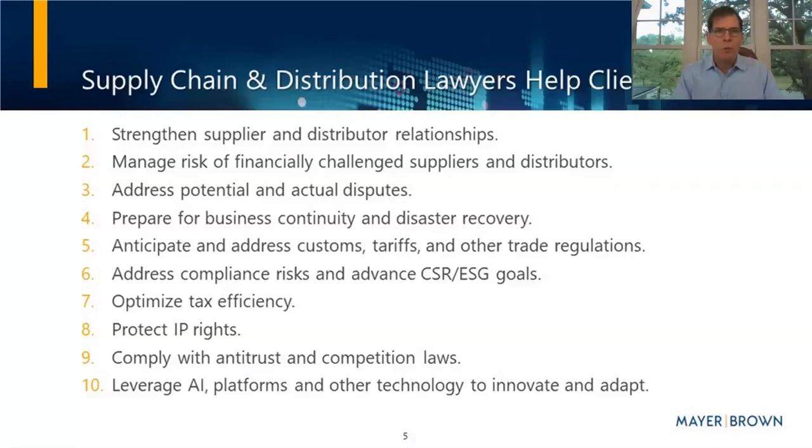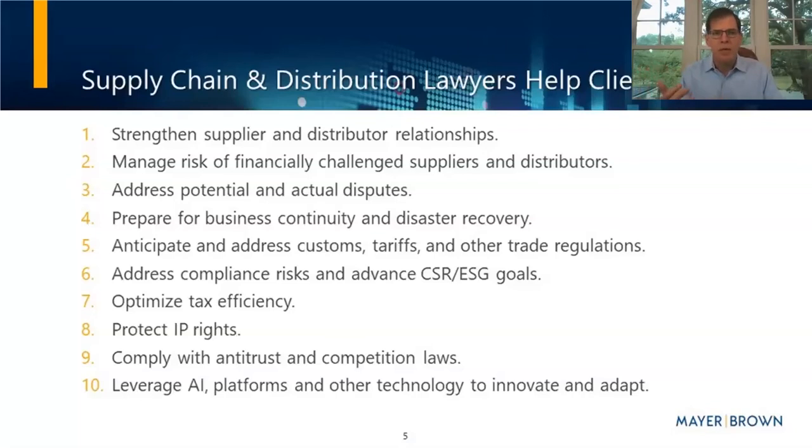So, for example, if you faced a supply chain shock here and you're thinking of beginning a strategy of dual sourcing or reducing geographic concentration, you might need to build new contractual relationships, address the financial challenge the new suppliers face, including through supply chain finance efforts, manage disputes with your existing suppliers, and prepare for future supply chain disruptions. You may face critical legal and compliance issues, including customs, tariffs, and trade regulations.